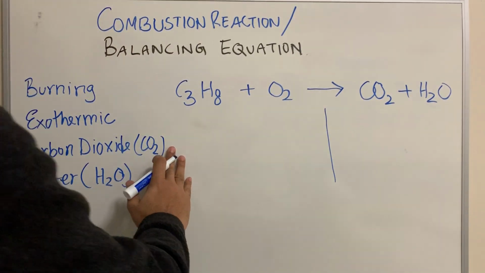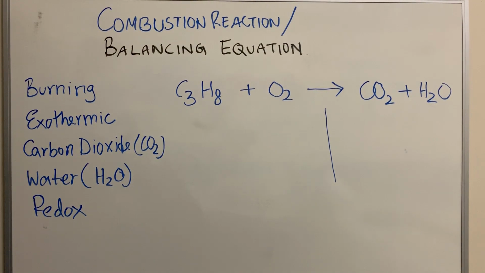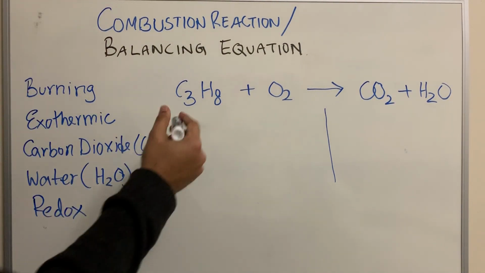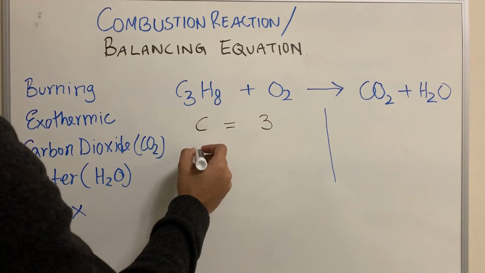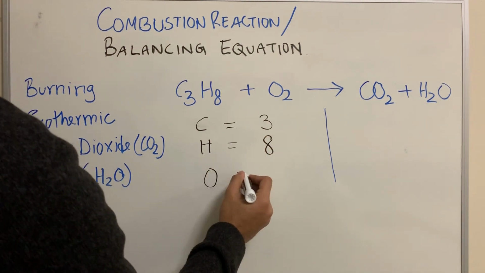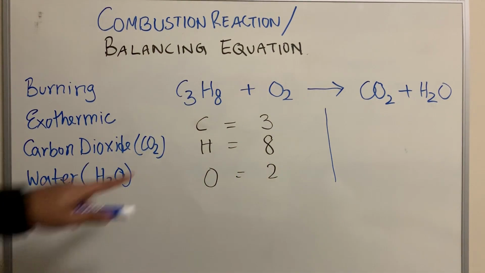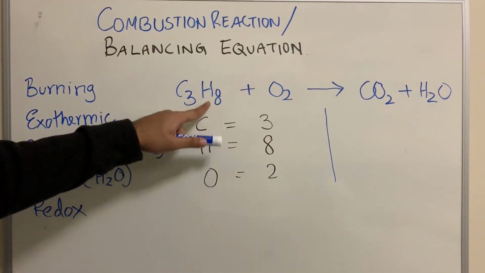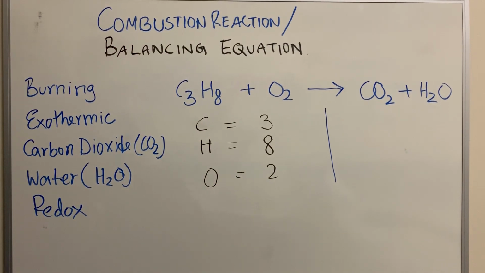So this part of the line is the reactant side, and that part of the line is the product side. Let's take carbon first. You have 3 carbons. Hydrogen, you have 8 of them. And oxygen here, you have 2 oxygen atoms. So you have 3 carbons, C3, 8 hydrogens, H8, and 2 oxygen atoms, 2O.